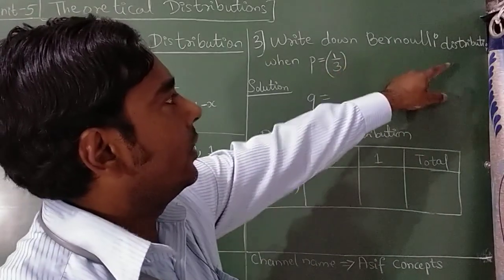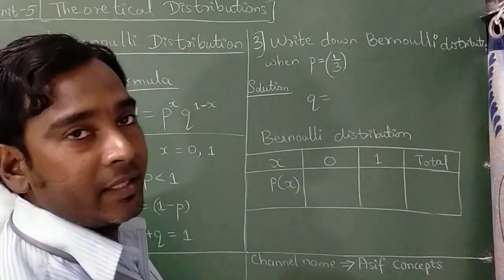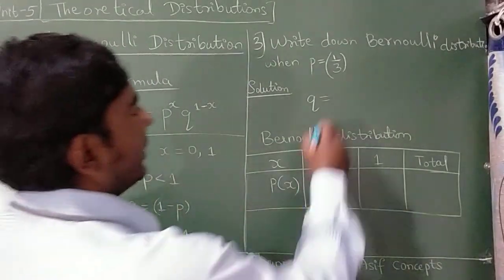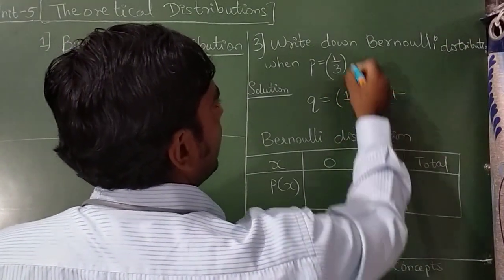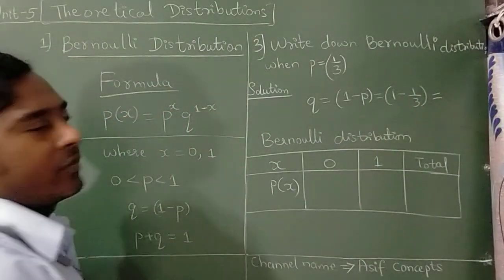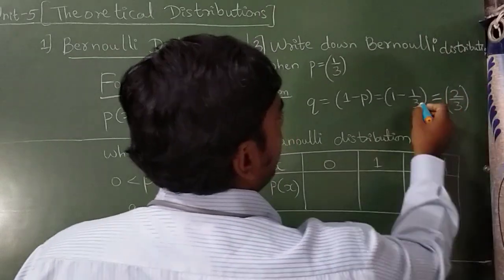Write down Bernoulli's distribution when P is equal to 1 by 3. Now to find Q, there is a formula 1 minus P. So I'll write here 1 minus P. So 1 minus, what is the P value? 1 by 3. So take a LCM of this. 1 minus 1 by 3 means it is 2 by 3. 3 minus 1 is 2.